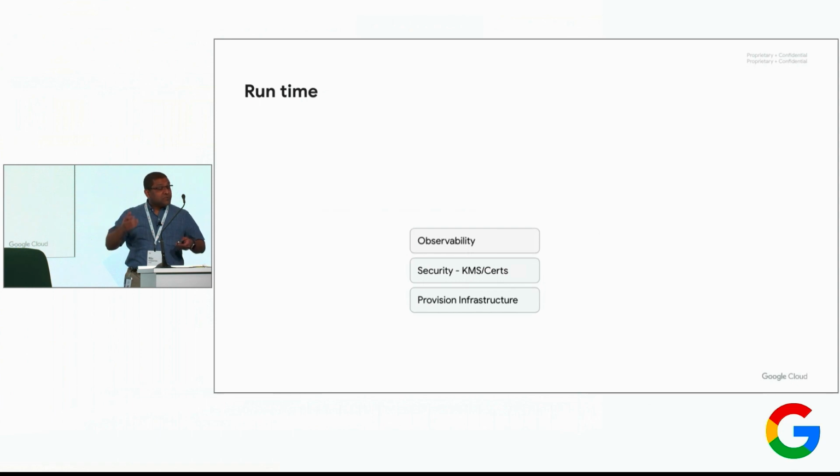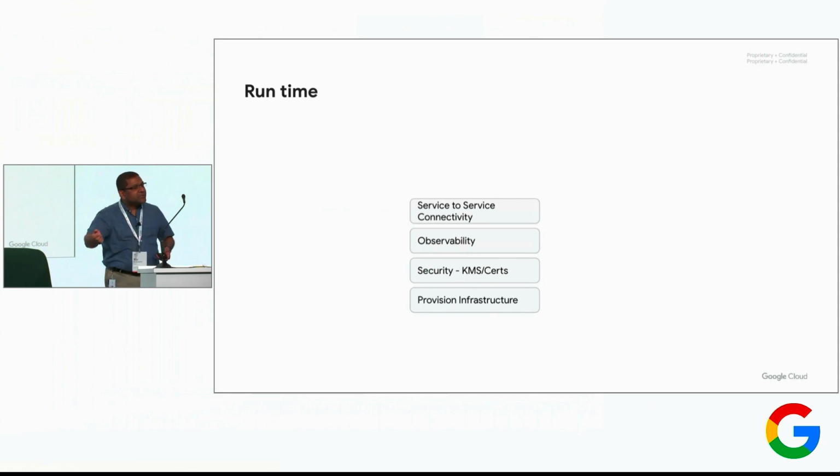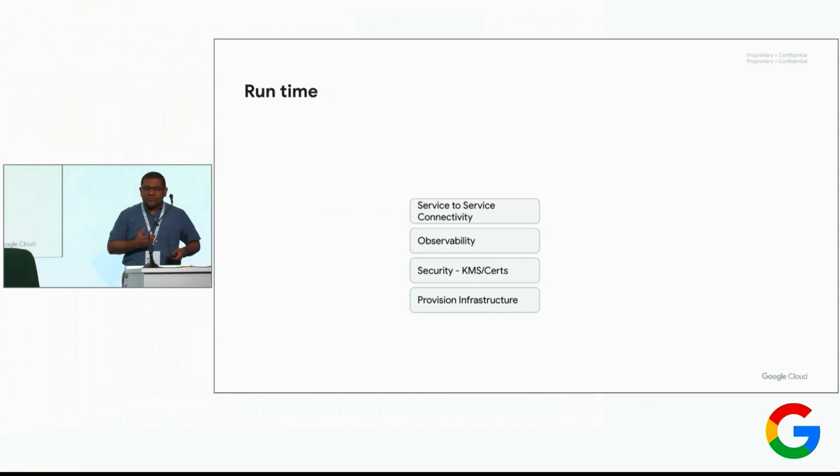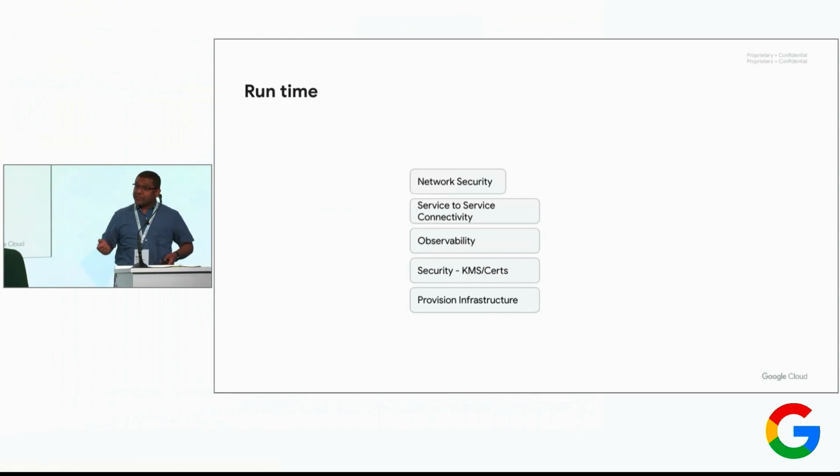You need observability. Once you run your application, you need to see the metrics somewhere. So you need an observability platform. You need service-to-service connectivity. Your service doesn't live in isolation. It needs to talk to other services. So you need some level of service-to-service connectivity. Network security.